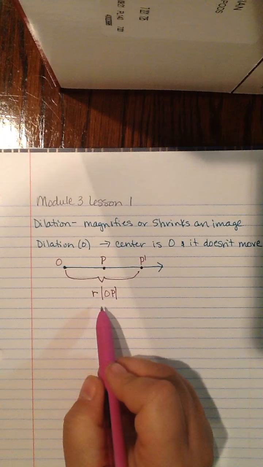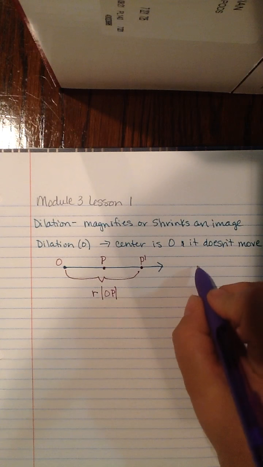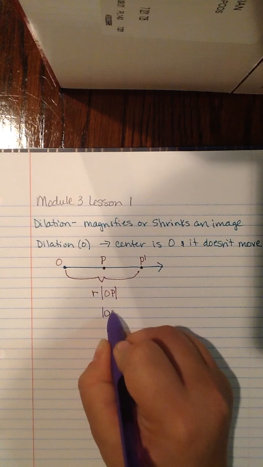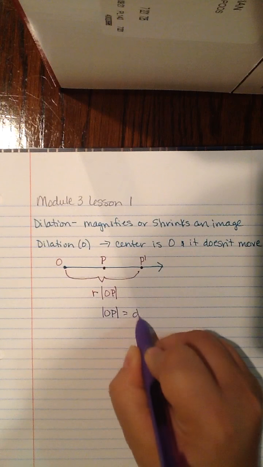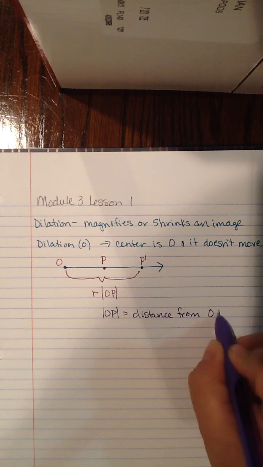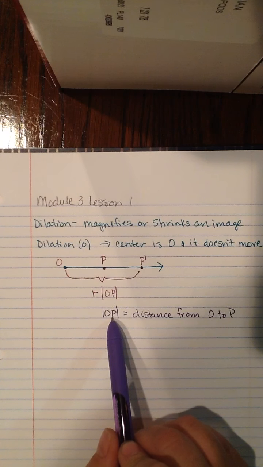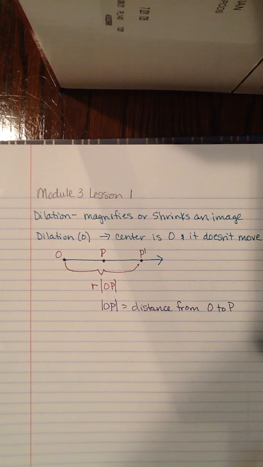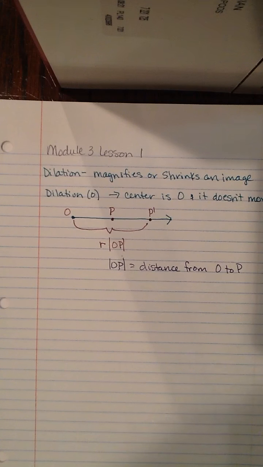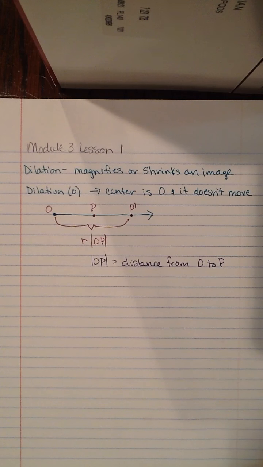So we're going to look at this a lot. And when you see this, OP, all that means is the distance from O to P. Okay, all this means right here is the distance from O to P. Okay, so before you've made scale drawings and you've made things larger or smaller. Okay, and in geometry you have to be very specific about those things.